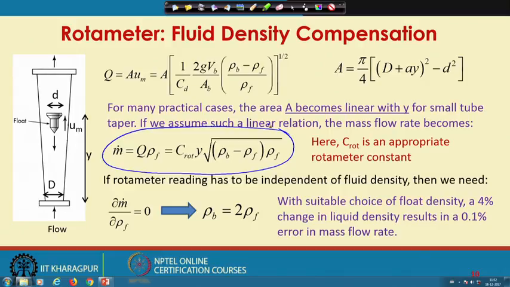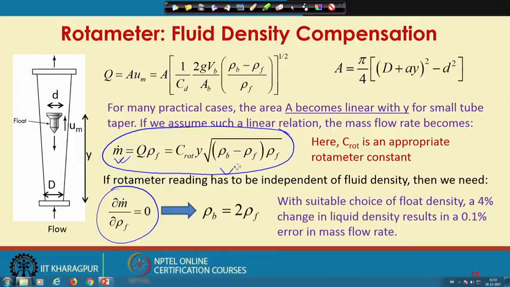Note that the volumetric flow rate similarly can also be written as C rotameter, which is constant, multiplied by Y, which is rotameter reading, square root of rho b minus rho f divided by rho f. Now, if the rotameter reading has to be independent of fluid density, then what we are looking for is that the derivative of this mass flow rate with respect to density of the fluid will be equal to 0. We do not want the mass flow rate to be dependent on the density of the fluid. So, we are asking for del m dot by del rho f equal to 0.